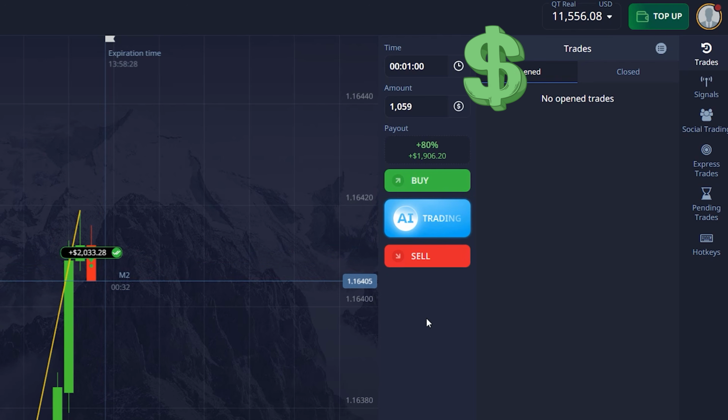The trade closed in profit one more time.